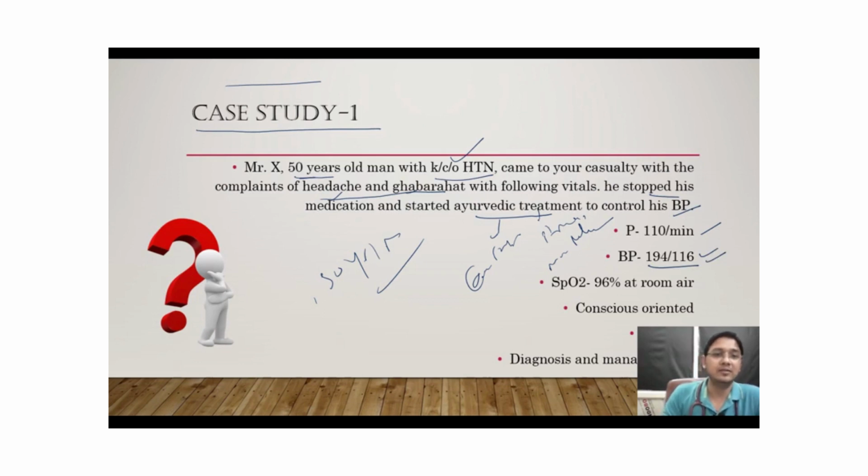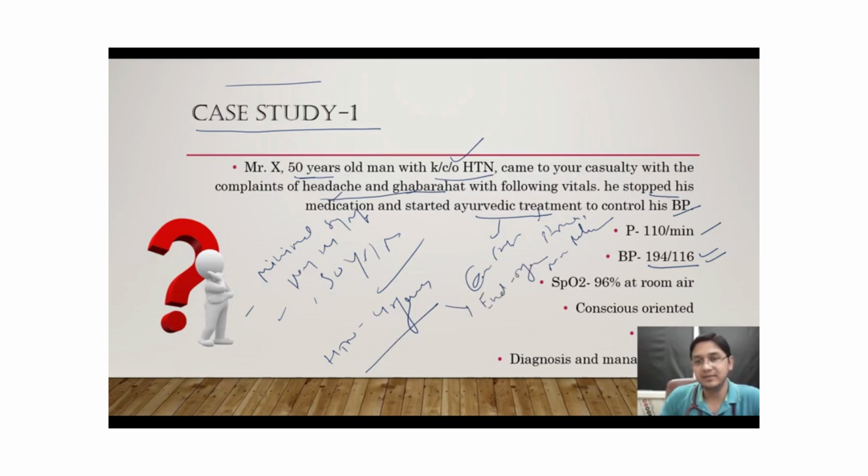So what we got, she is having minimal symptoms, headache and ghabrat only. BP is very high. So the diagnosis is hypertensive urgency. Once we know the diagnosis, we can conclude that we don't have any end organ damage, as there is no symptom as well.